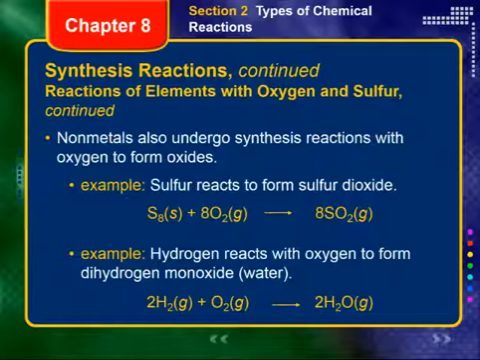Now, we can also have a synthesis reaction between nonmetals. That's totally okay. We have been looking at metals and nonmetals, but it can happen between 2 nonmetals. For example, we have sulfur and oxygen here. You've probably heard of sulfur dioxide. Again, it's simply the combination of sulfur and oxygen to form one compound.